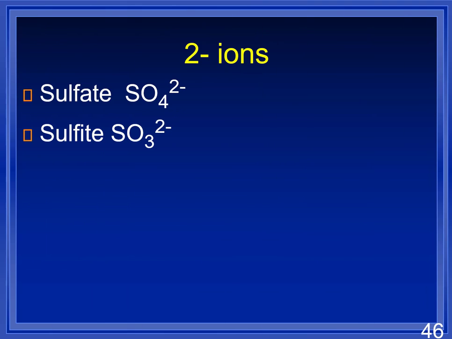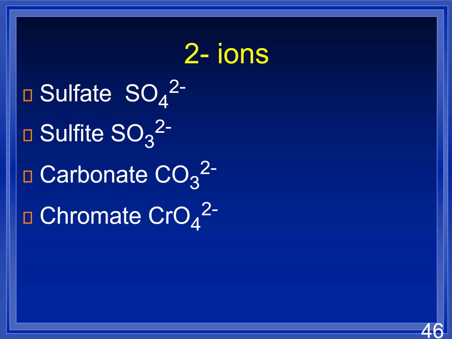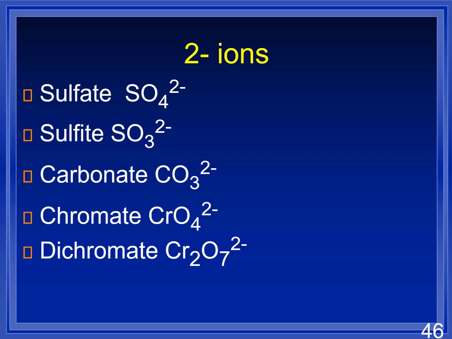The 2- ones, there's sulfate and sulfite. Carbonate. There is no carbonite. Han Solo's really happy about that. Chromate, chromium and some oxygen. Then there's one called dichromate that's almost twice as big. It's got twice as much chromium and almost twice as much oxygen. And silicate. So this is just that list you got in front of me. You don't have to memorize, you just have to be able to use it.